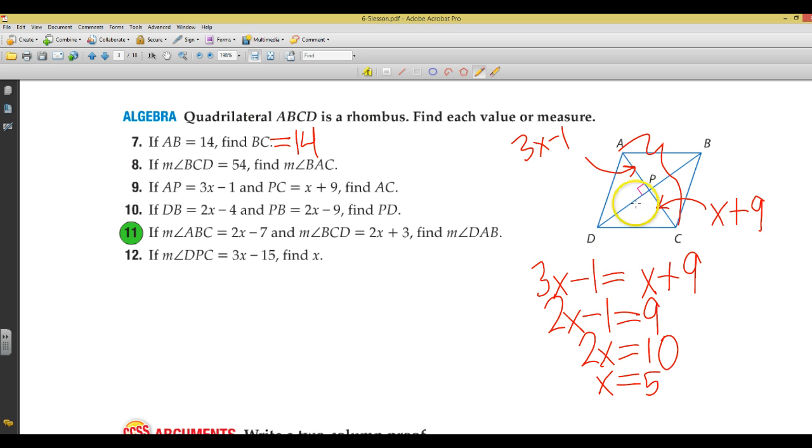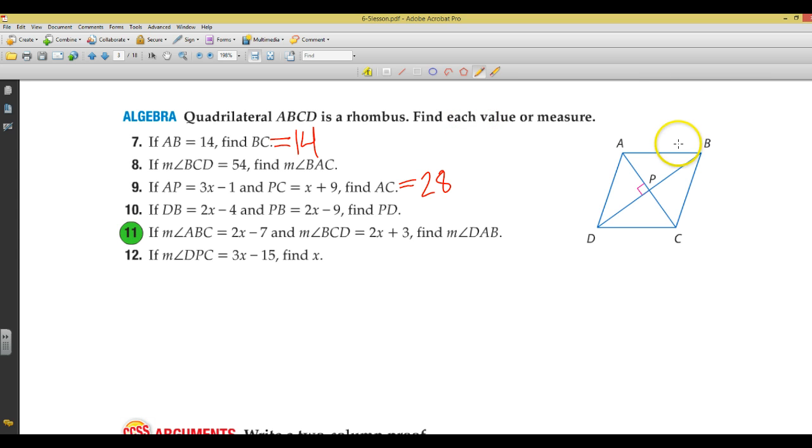And x is equal to 5, but we are asked to find the length of AC. So we can substitute into both of them and add them together, or we can just substitute into one side since they're equal and double it. So I'll just substitute into one side. So PC is x plus 9. So PC is equal to 5 plus 9, which is 14. So if I multiply that by 2, AC is equal to 28.